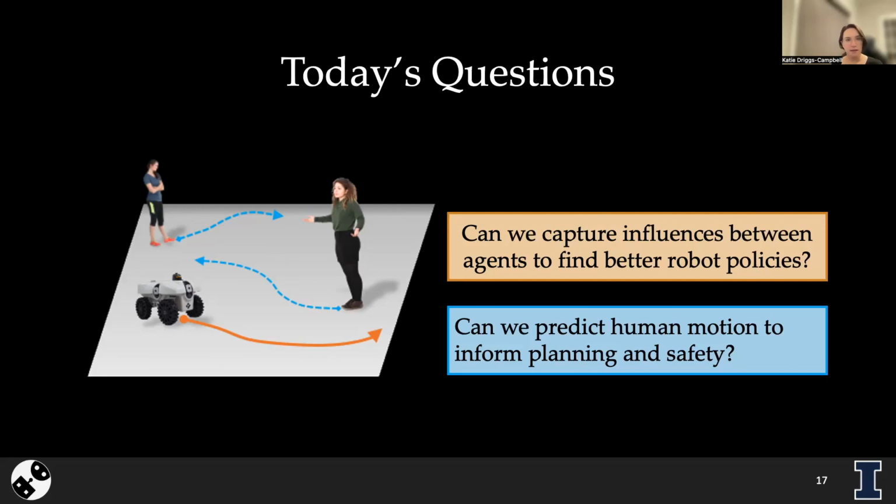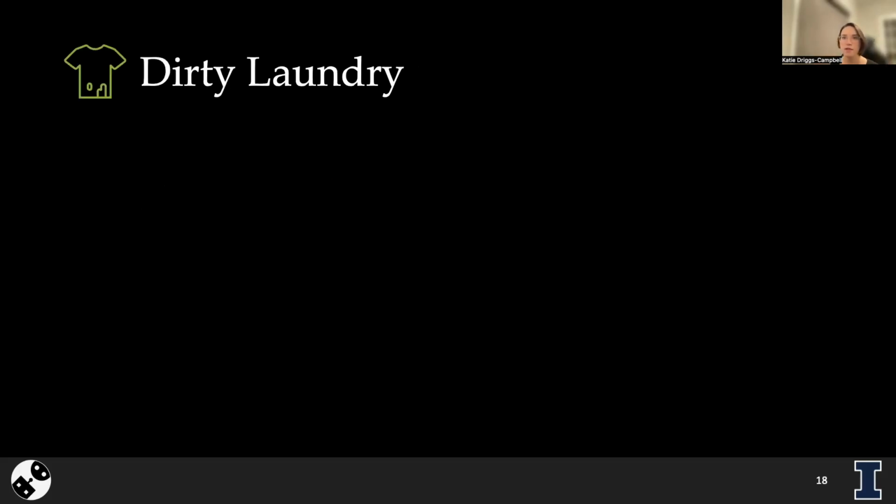But the hope is that because we are getting better performance, we're also, as a consequence, getting robot policies that are safer to deploy in these human spaces and also have increased user acceptance. But as a quick dirty laundry slide, I'll give a few different things to think about for these different things that we've chatted about.